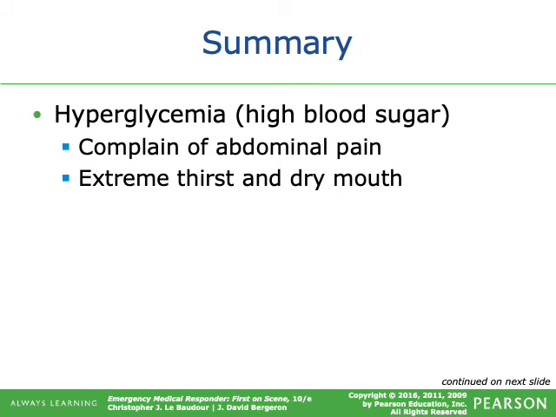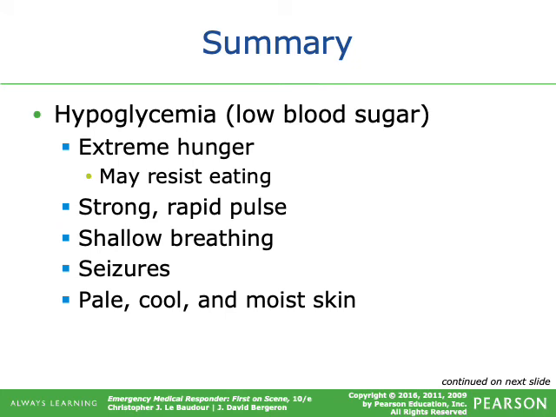Hyperglycemia is considered high blood sugar. The patient may complain of abdominal pain, and they generally are going to have extreme thirst. Hypoglycemia, or low blood sugar, the patient may complain of being extremely hungry. They may resist eating. They're going to have a strong, rapid pulse, shallow breathing, seizures. They generally present with pale, cool, and moist or clammy skin.